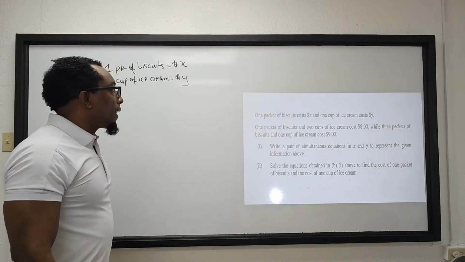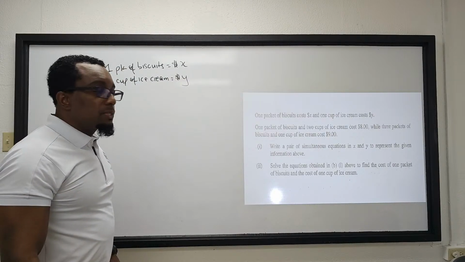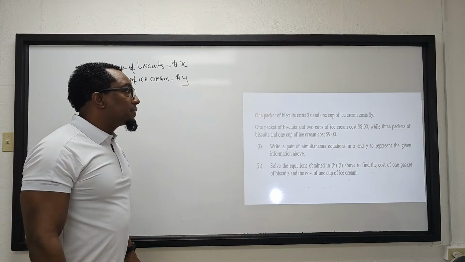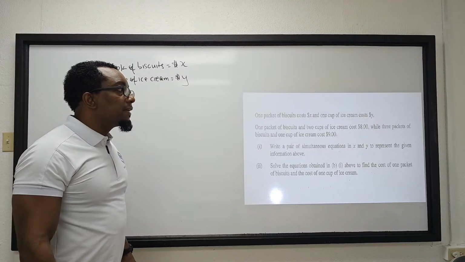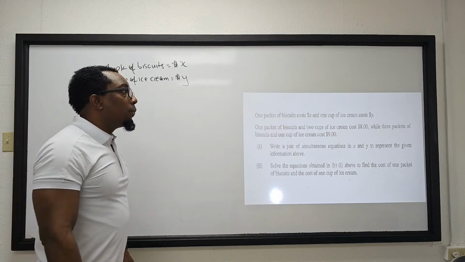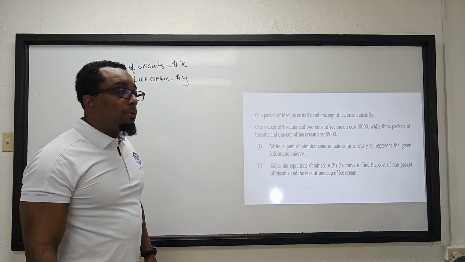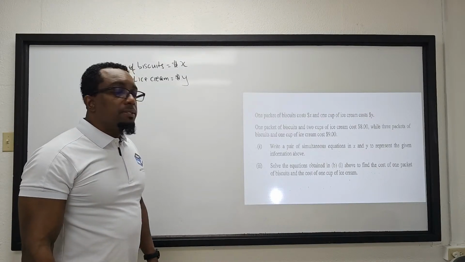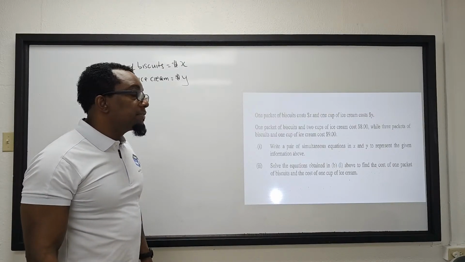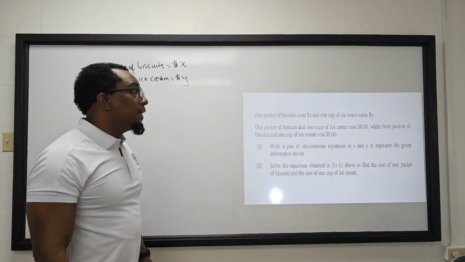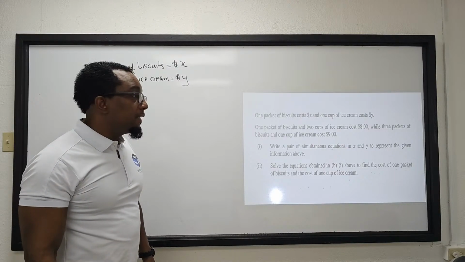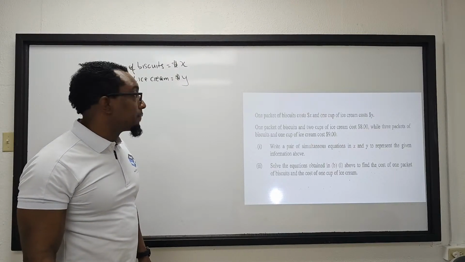Now, it states 1 pack of biscuits and 2 cups of ice cream cost $8, while 3 packs of biscuits and 1 cup of ice cream cost $9. They want us to write a pair of simultaneous equations in X and Y to represent the information given above.